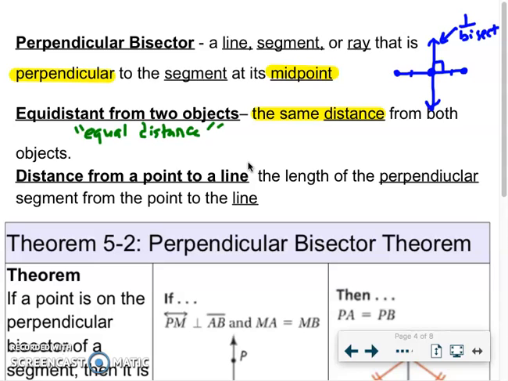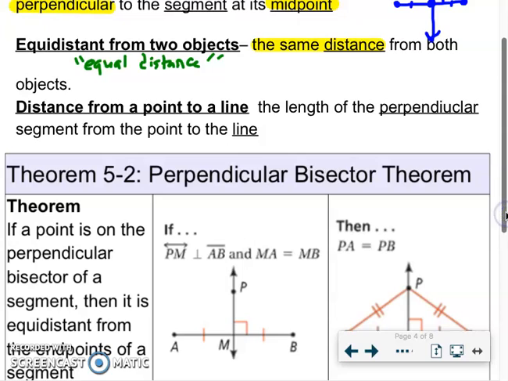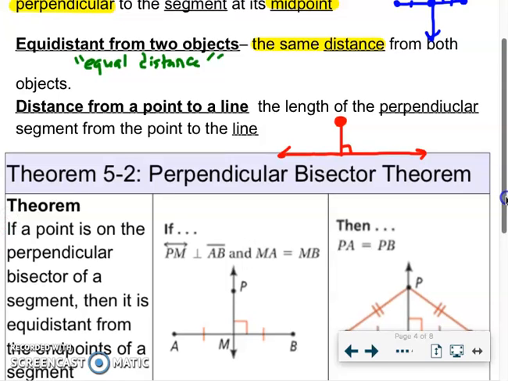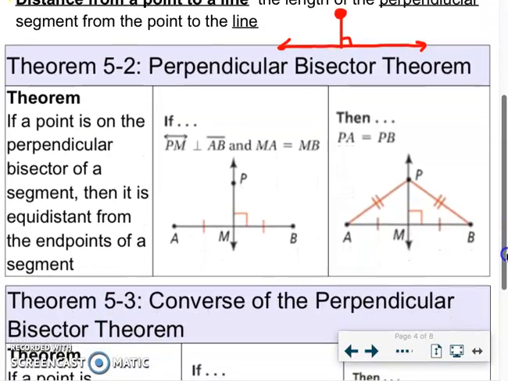Okay, the distance from a point to a line. All right, the length of the perpendicular segment from the point to the line. So here's my point. Here's my line. You may have heard this: the fastest way to get in between 2 points is always a straight line. The distance from this dot to the line below it is the perpendicular distance directly to that line.